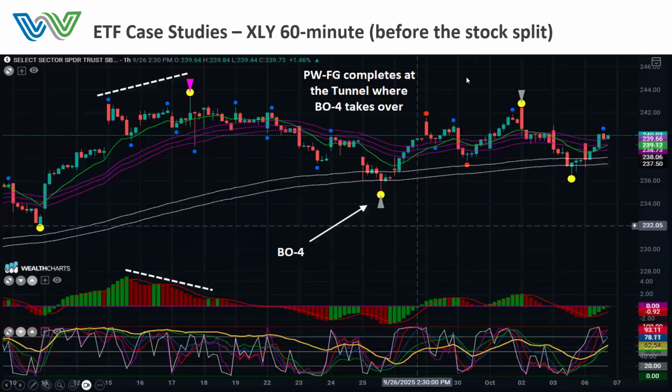And this is the XLY on the 60-minute before the stock split. Same pattern. We get the purple semaphore, we get the move down below the tunnel. So you get the gray. And then you look for your confirmations to be buying the market.